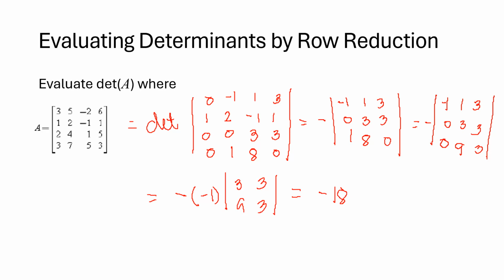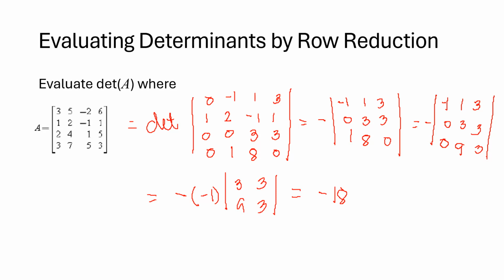So in summary, in this video, it is discussed the effect of the elementary row operations on the value of a determinant. We have discussed the determinants of the three types of elementary matrices, and we have also discussed how to introduce zeros into the rows or columns of a matrix to facilitate the evaluation of its determinant.